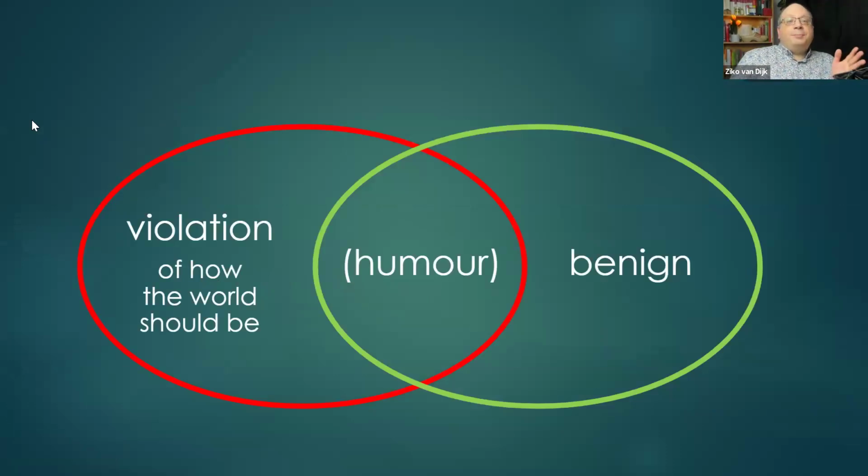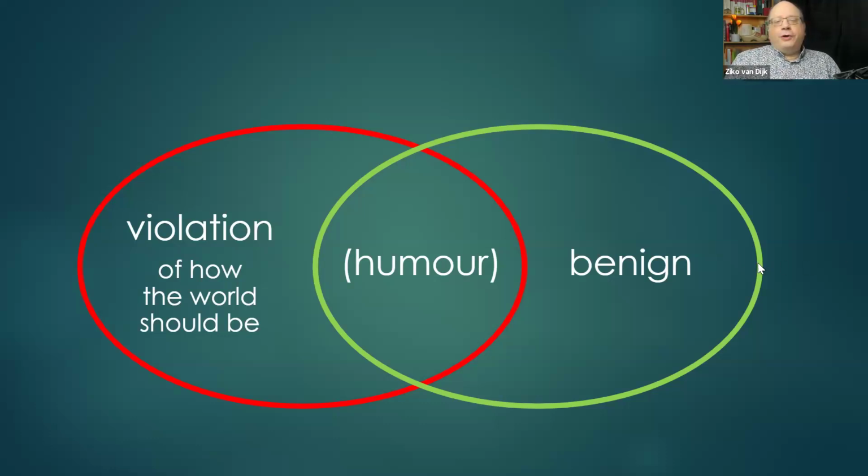Right, so something must be a violation. Simultaneously, the violation must be benign, so it must be harmless and acceptable. What is meant by violation? It is a violation of our view of how the world should be. For example, we have an idea of what an average person ought to know about the world and how to behave in society. And if someone is saying stupid things or doing stupid things, that can be a violation.